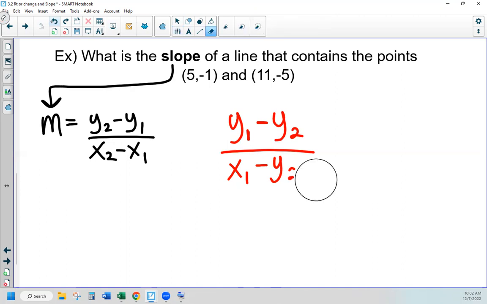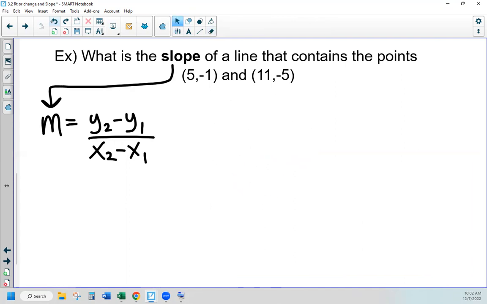Wait, that's supposed to be an x. By the x2. I had a brain fart right now. Okay, so if you do want to switch it up, then it's that way. So I'll explain to you why it matters, or how it is that we can remain consistent.